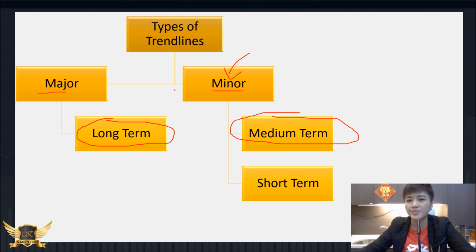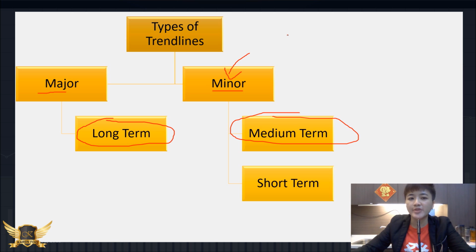When you become more experienced, you will start to respect the longer term things, the longer term trend lines. But of course, I'm not generalizing. With that said, there are people who are good at using really short term minor trend lines.